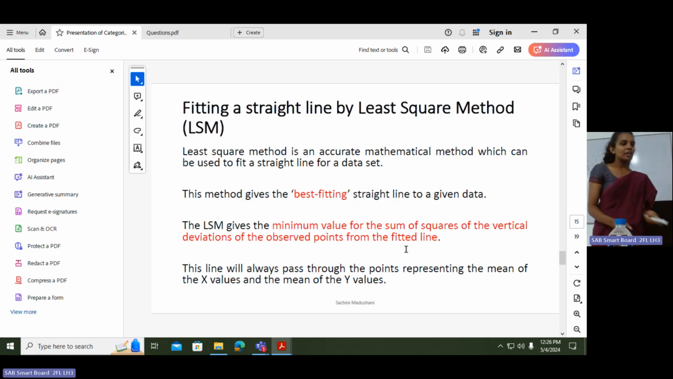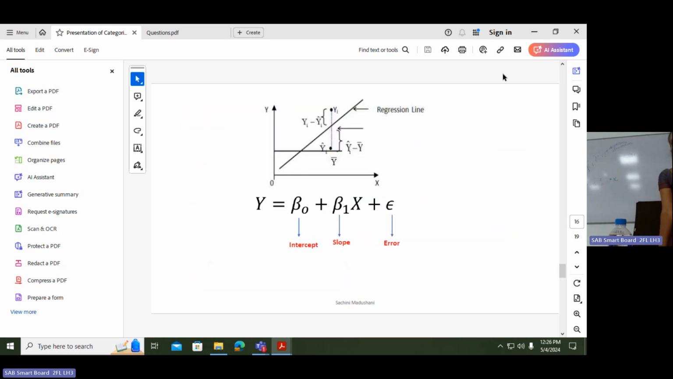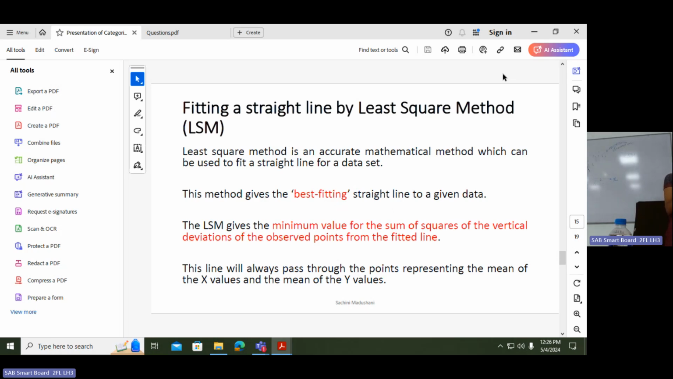Then this line will always pass through the point representing the mean of the x values and the mean of the y values. Then this is the theory behind the least squares method. Using the least squares method, we get the best fitted line to the given x and y values. Then we get the values of the regression model, which we call the estimated value, therefore denoted as y hat. Then y represents the actual values.